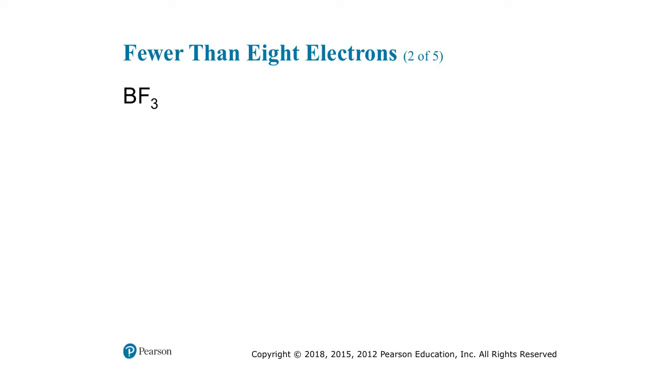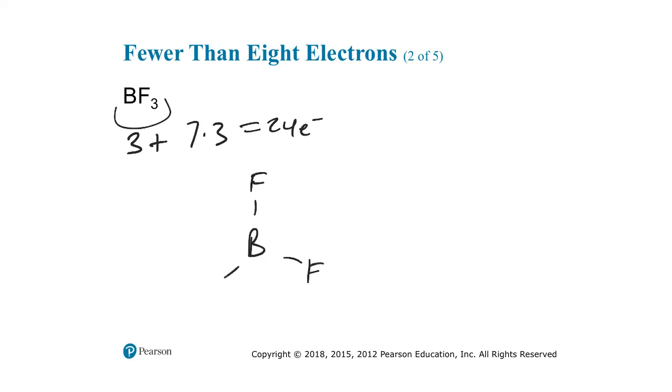So now we have some octet rule violations that pop up in compounds like BF3. Let's take a look at this molecule. It's a pretty interesting one. If we look at boron here, 3 valence electrons, 7 times 3 for fluorine, total of 24 valence electrons. Central boron attached to fluorines, give them their octets like usual. Okay, that's all 24 electrons.